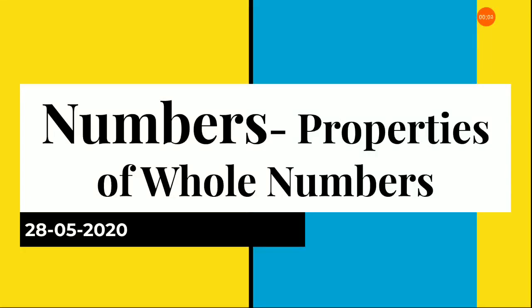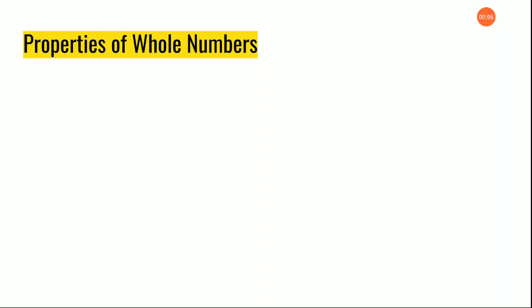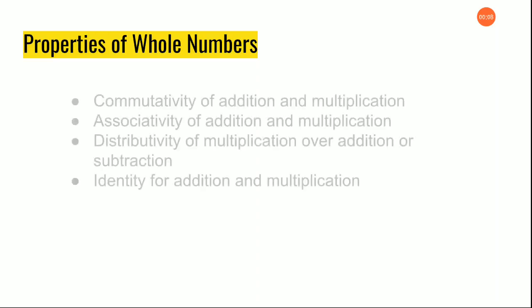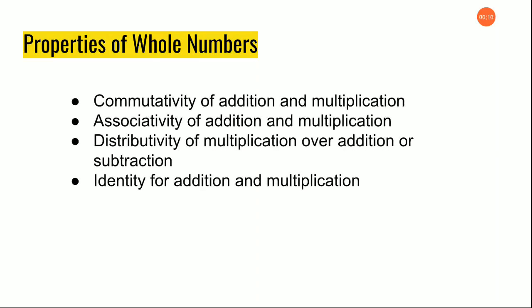Namaste children. In our previous session, we learned the first two properties of whole numbers. That is commutative property and associative property of addition and multiplication. What is commutative property? Commutative means exchanging. We will exchange the place of two values and then it will be equal in both the left hand side and the right hand side.